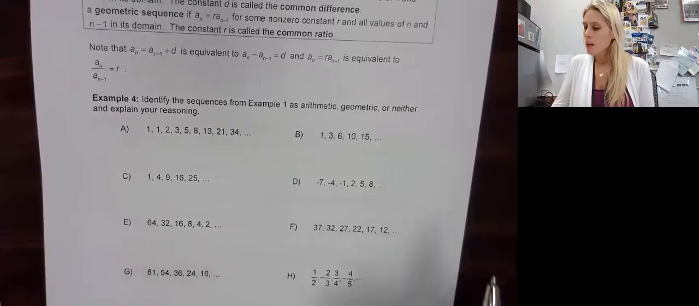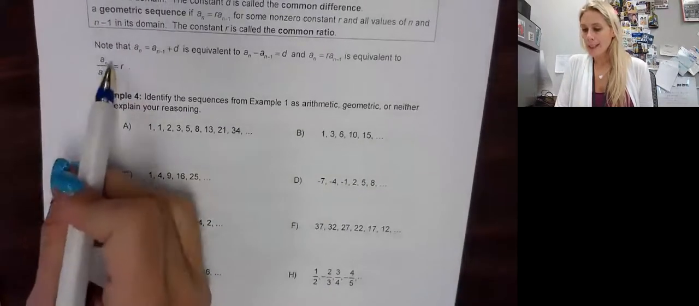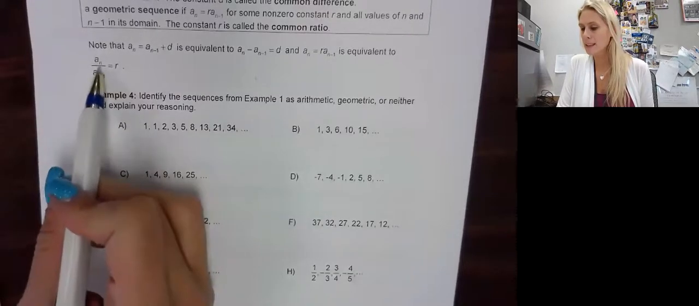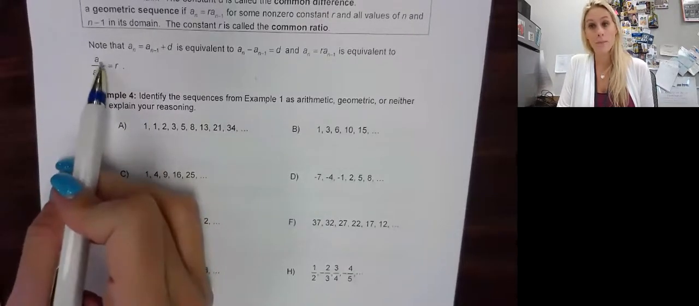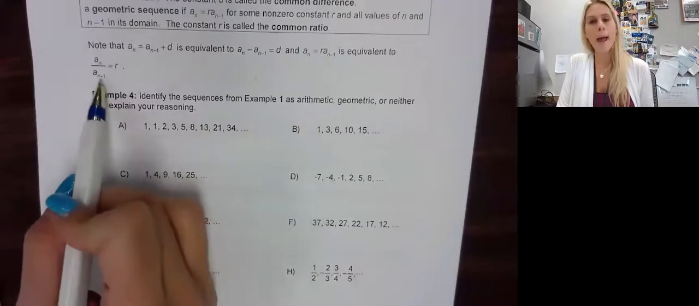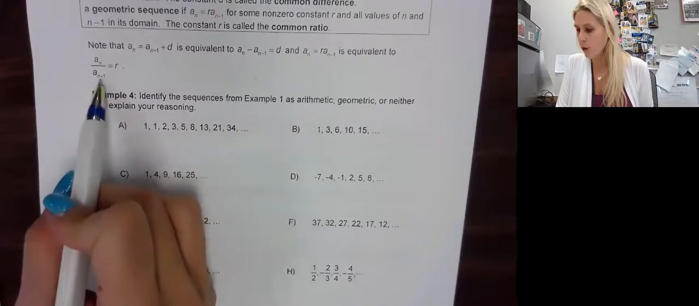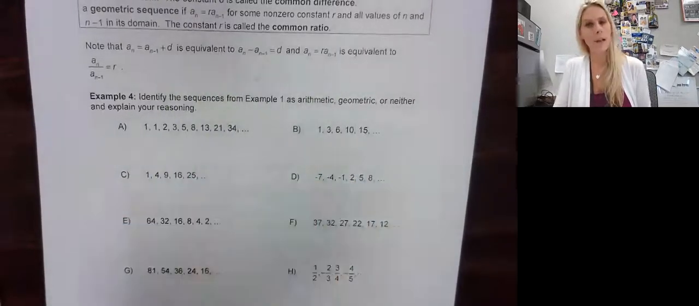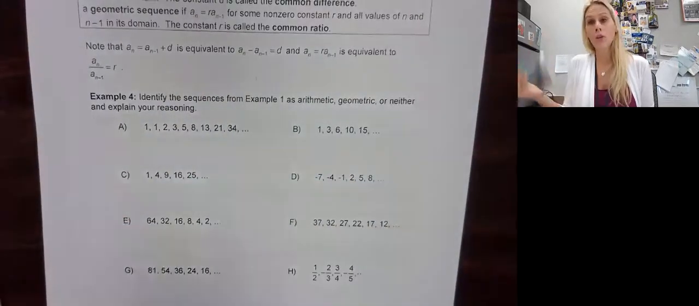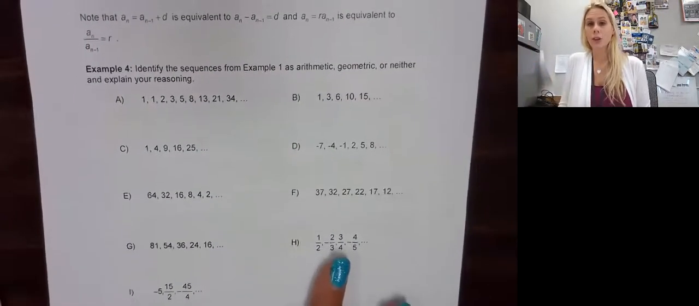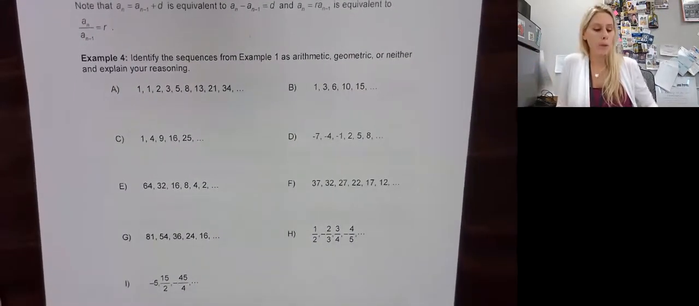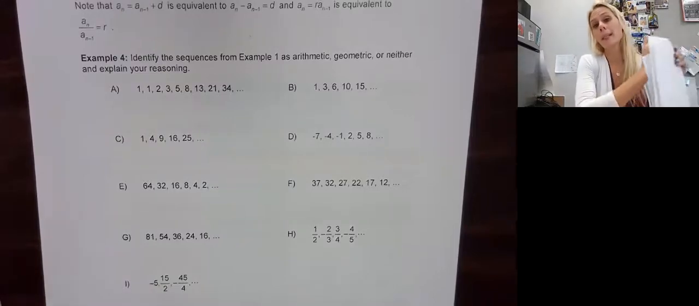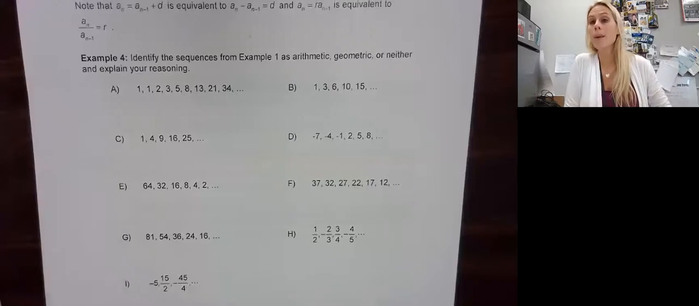Like I said before, the ratio is a term divided by the one before it. And as you can see, it's indicated by n, meaning the term we want, and n minus 1, the term before it. Okay. Same thing. So this helps us find our difference, and it puts it in a general form to find that difference or ratio. Okay. So what we're going to do now is identify from example 1 if it's arithmetic, geometric, or neither.